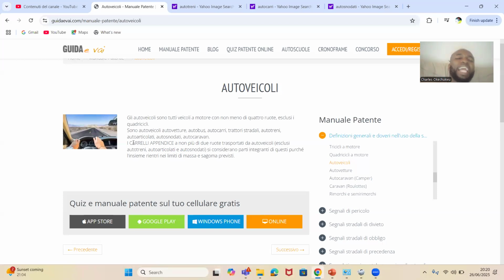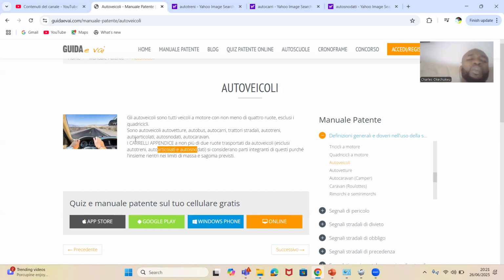Now, watch. They can say, i carrelli appendice, non più di 2 ruote, trasportati da autoveicoli. Watch. They put carrelli appendice in capital letters. They said they don't have more than 2 wheels, and they are transported by autoveicoli, which we already know: every vehicle that has 4 wheels and an engine, excluding quadricicli. If they now attach carrelli appendice there, they said exclusive auto training. What have we learned? You can never attach a carrelli appendice to an autotreno. The same thing: you cannot attach it to autoarticolato. You cannot attach it to autosnodati.